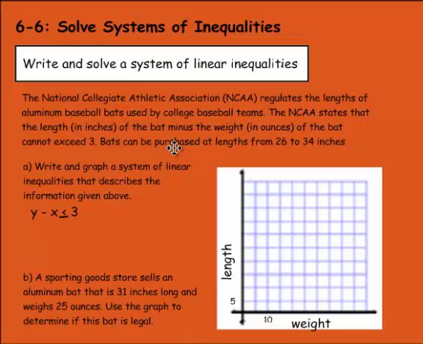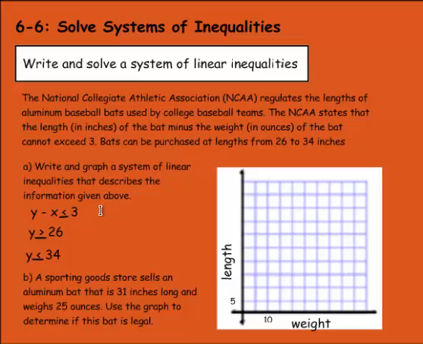We also see that it must be purchased from 26 to 34. So that's the lengths, which would be y, meaning that y must be at least, so that'd be greater than or equal to 26. Then y must be no greater than 34, so y is less than or equal to 34. So this becomes my system. The length minus the weight must be less than or equal to 3. The length must be at least 26, and it must be no greater than 34.